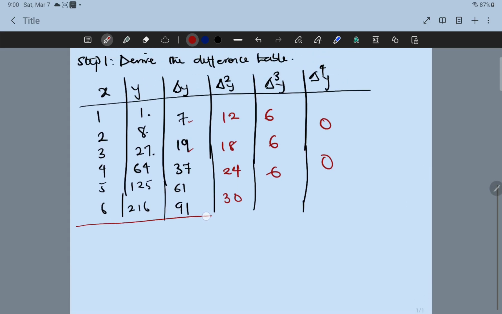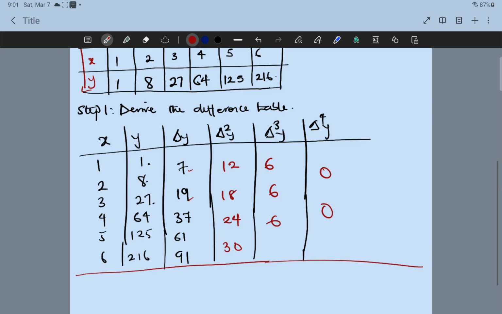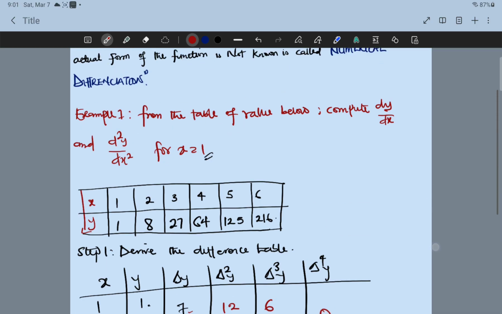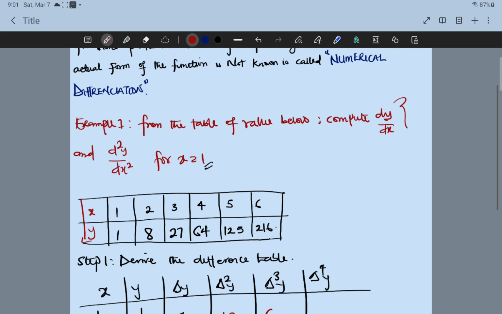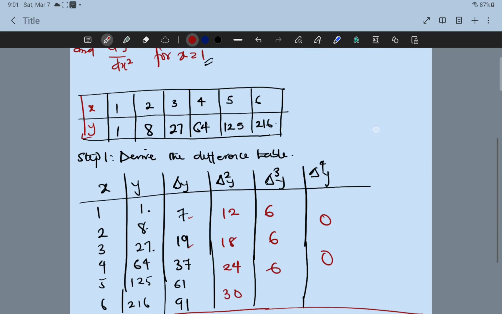And so what do we do from here? This is our step 1. We derive the difference table. So this is how the question is going to come. You are going to see something like, from the table of values below, compute dy/dx. Mind you, this is an exam question. All right, this is an exam question. So let's quickly do that.